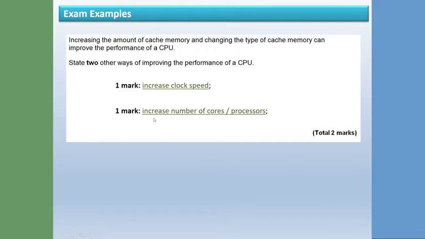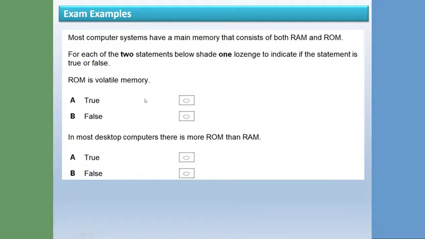And secondly, if we increase the number of cores or processors, that will allow us to carry out more processes simultaneously. So instead of doing one process, two process, three process, we're actually carrying out multiple processes at the same time. Okay.